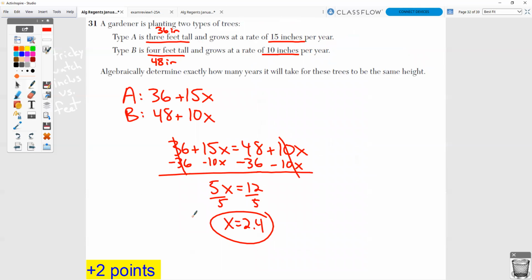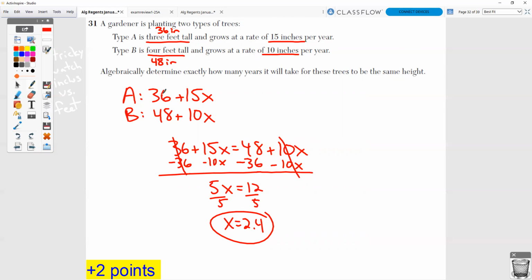In question number 31, they try and trick you a little bit because it says type A is 3 feet tall and grows at a rate of 15 inches per year. Type B is 4 feet tall, but grows at a rate of 10 inches per year. How they tried to trick you was combining both feet and inches in the same problem. In order to set up an equation, we have to be inches and inches, or you can make it into feet and feet, but these are going to be ugly decimals then. So I would make them all into inches. There are 36 inches in 3 feet, because 3 times 12 is 36. There's 48 inches in 4 feet. 12 times 4 is 48.